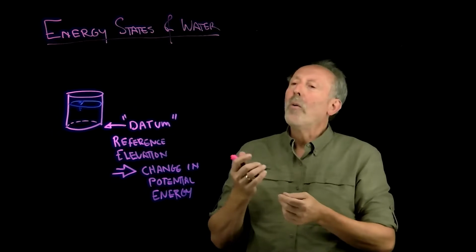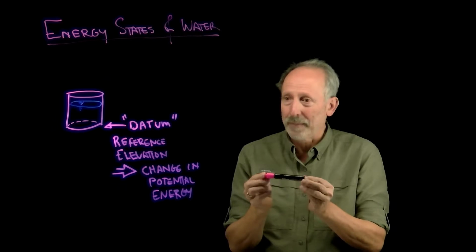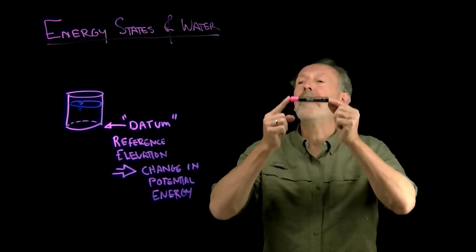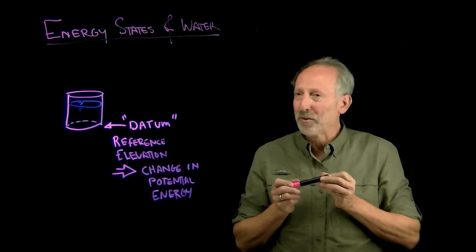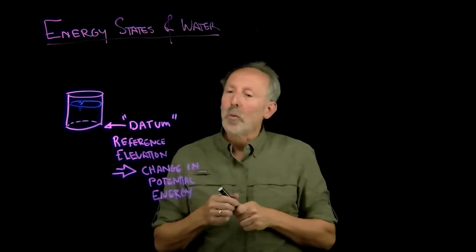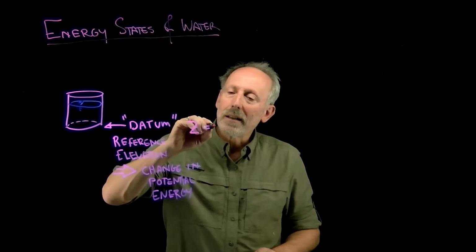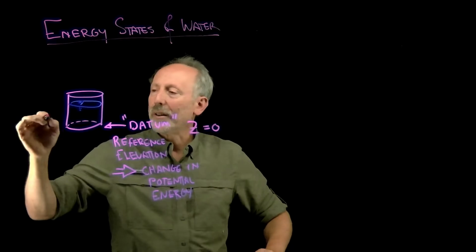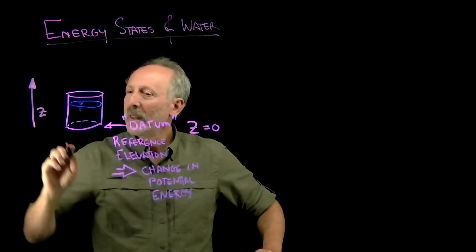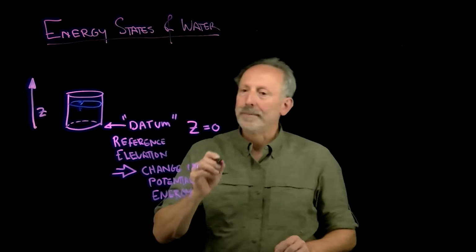And we always want to have a reference frame when we say this is where we're going to call zero potential energy. Any energy below this level will be negative potential energy, and energy above that level will be positive potential energy, right? So you have more energy above, less energy in potential energy below. So we will call this the datum. We typically use the letter Z for vertical elevation. And so we're going to say that here is where Z equals 0, okay?